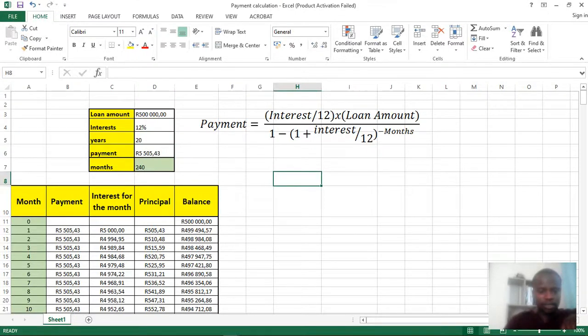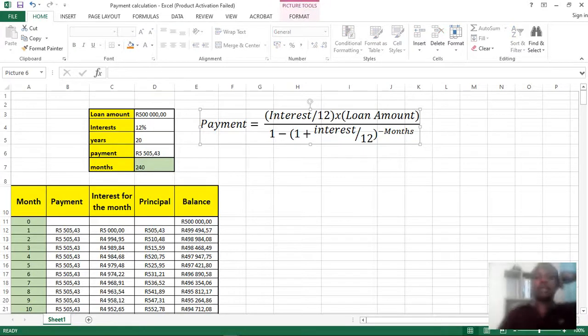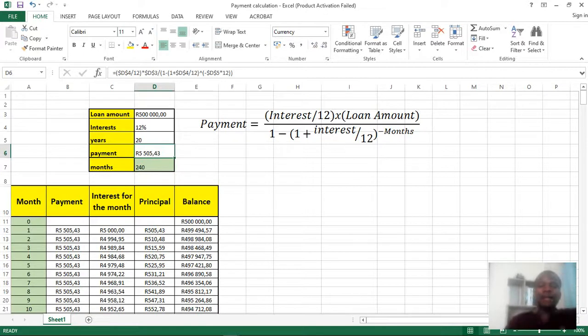They take your interest, 12%, divide by 12, multiply by your loan amount of 500,000, all divided by 1 minus (1 plus your interest, 12% divided by 12) raised to the negative number of months. The number of months you'll be paying is 20 years times 12 months, which is 240 months. Don't forget the negative. That's how they calculate your monthly payments.